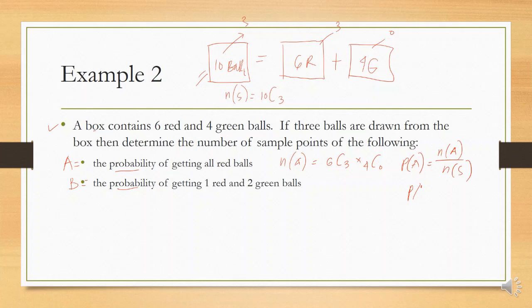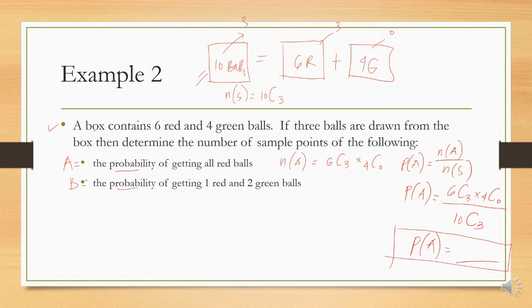Substituting the given computations natin, magiging 6 combination 3 times 4 combination 0 dito divided by 10 combination 3. Now, please go to your calculator and find yung ating lowest form ng fraction.